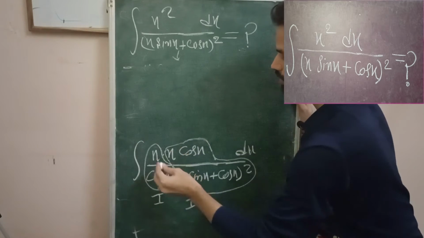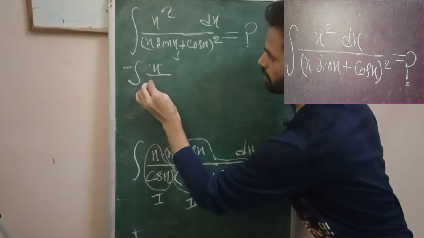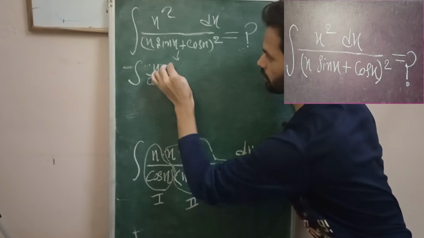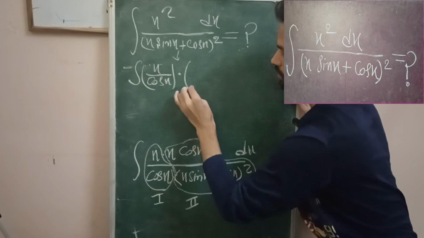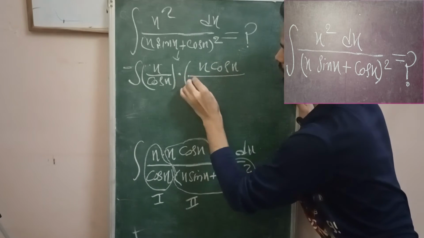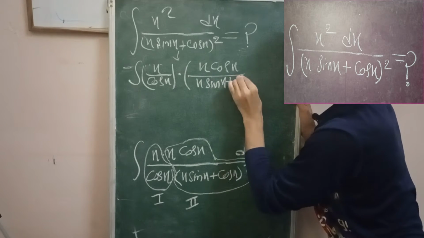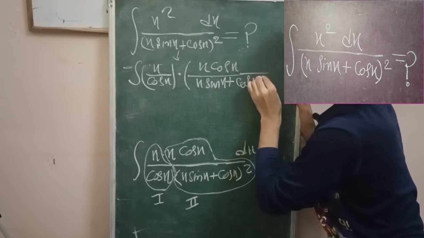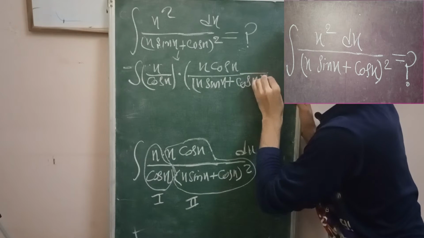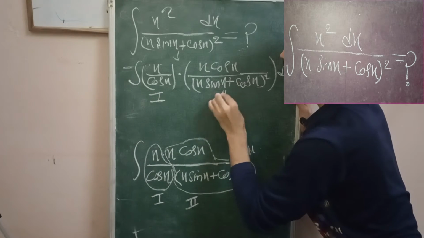So now see here, integration of x by cos x. First function is this, second is x cos x divided by (x sin x plus cos x) whole square into dx. So this is my first function and this is my second function.